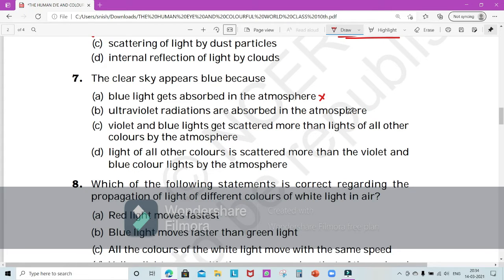But if blue light is absorbed, then you won't be able to see it, and it will be wrong, right? UV radiations are absorbed in the atmosphere. There is no relation between UV radiations and the color of the sky. So neglect that. Now we have to see these two. Violet and blue light get scattered more than lights of all other colors by the atmosphere, or the rest of the colors are scattered more. Okay, so actually it's the third option. Violet and blue light is getting scattered the most, and that's why you're able to see them.